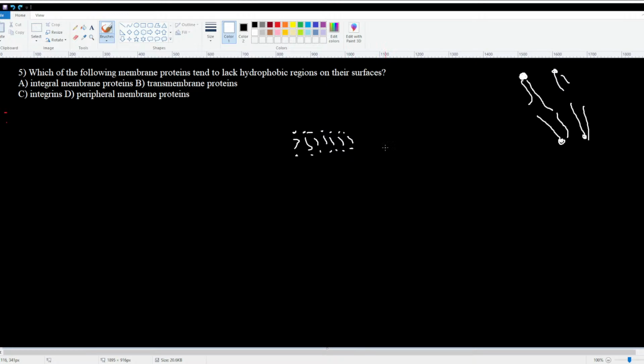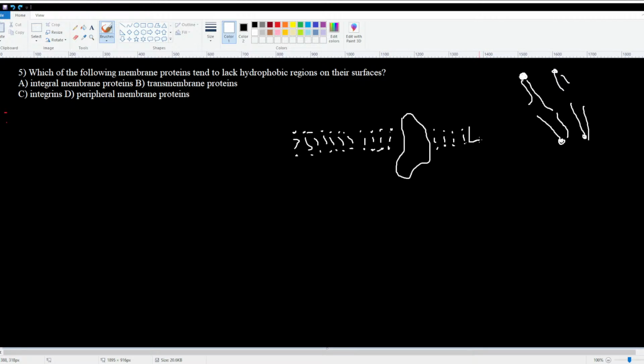What else can it do? It does a lot of different things, right? That's just a few functions. So this represents our bilayer. I'm kind of shorthanding it right now because I don't really want to draw a whole lot. Let's draw some of our proteins. So this is going to be an integral membrane protein. Why is it integral? Because it's integrated within the bilayer itself.